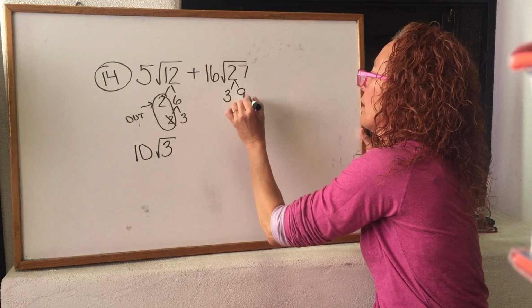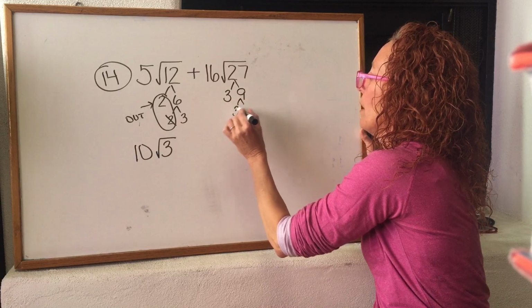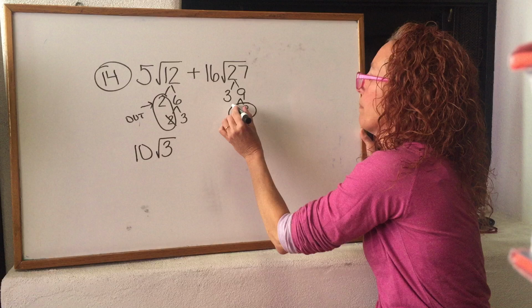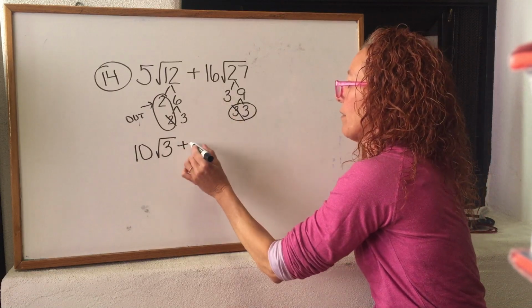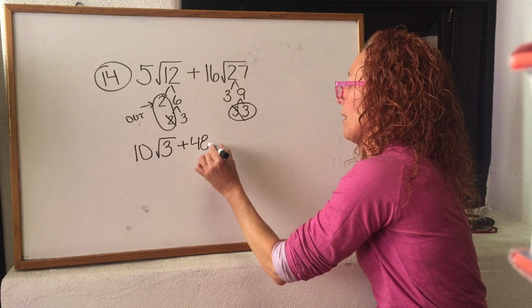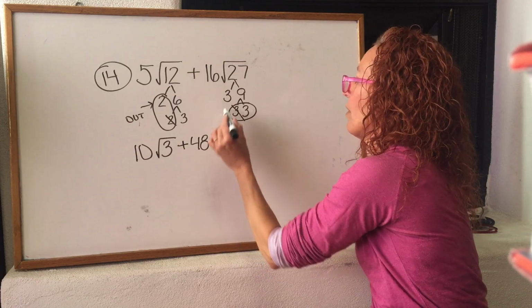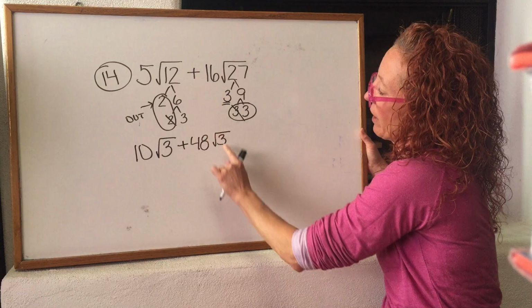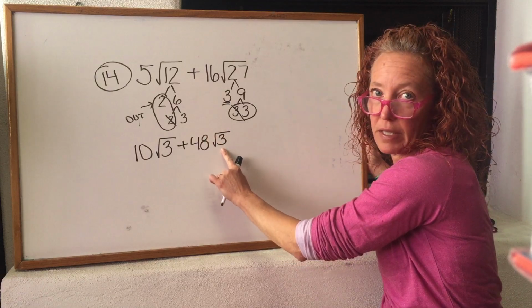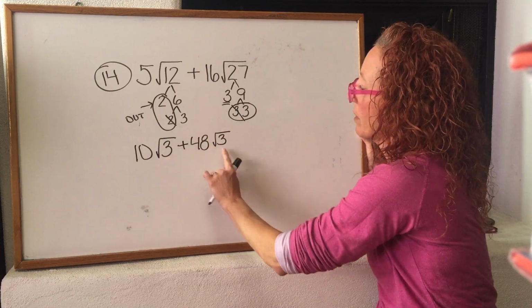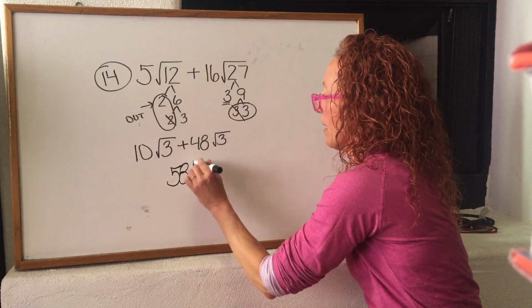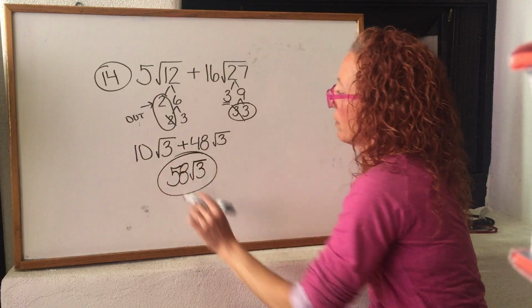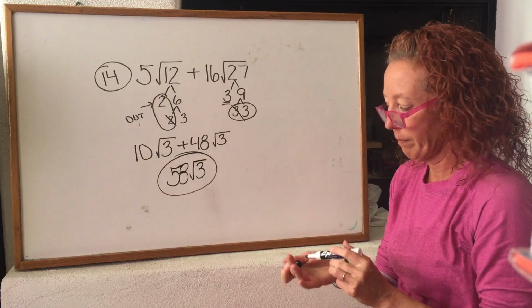27 is 3 times 9. 9 is 3 and 3. That 3 comes out, times that 16. 3 times 16 is 48. This 3 right here that I've underlined, that's that 3 right there because it didn't have a buddy. Since the radicals are the same, the coefficients can add together. And that's our final answer.